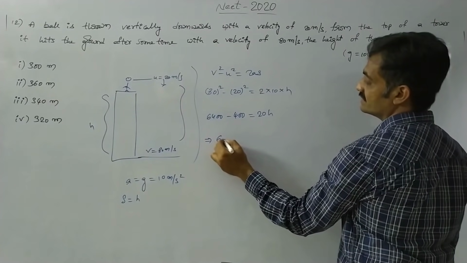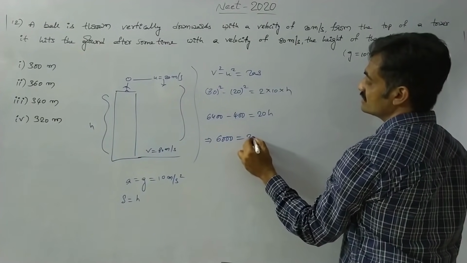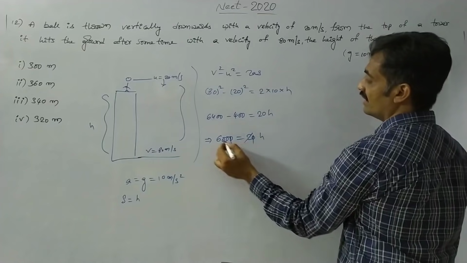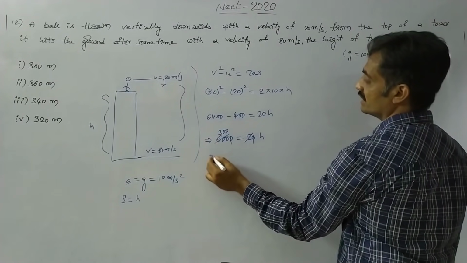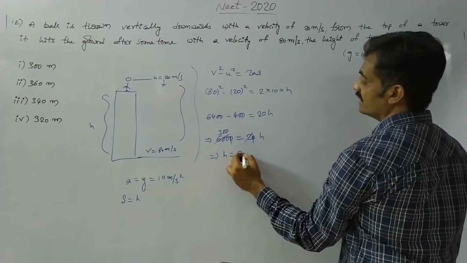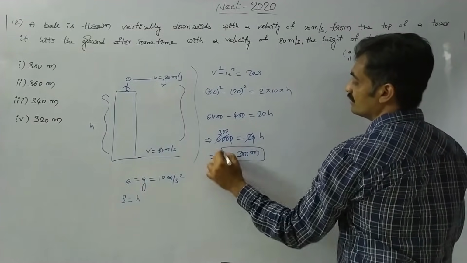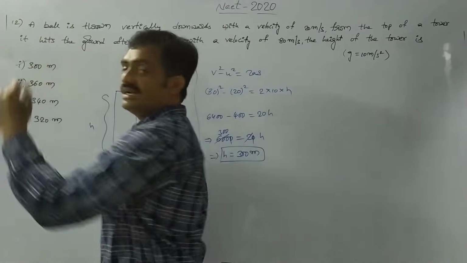6400 minus 400 is 6000. 6000 equals 20h. 1 0 gets cancelled, and we know that 2 3s are 6, so we have 300. So height of the tower is 300 meter. Option 1 is right.